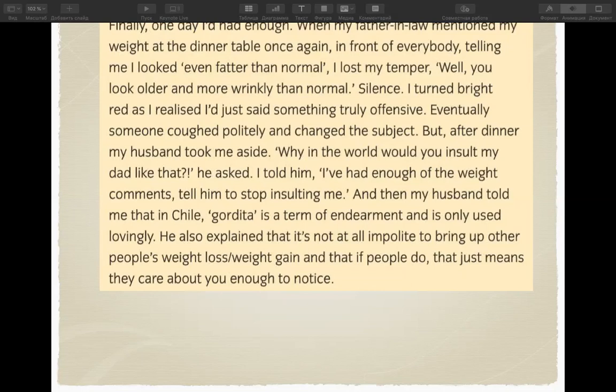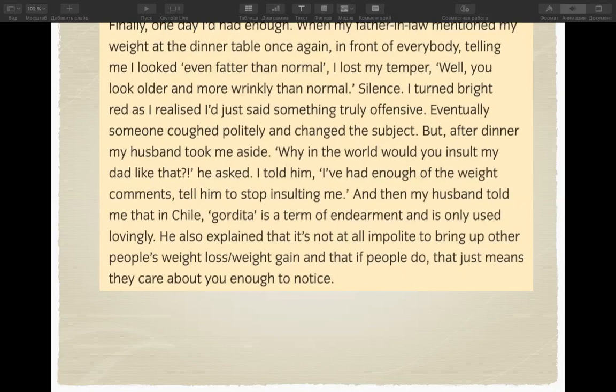Why in the world would you insult my dad like that? He asked. I told him, I've had enough of the weight comments. Tell him to stop insulting me.